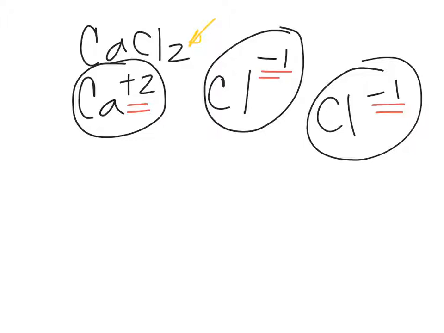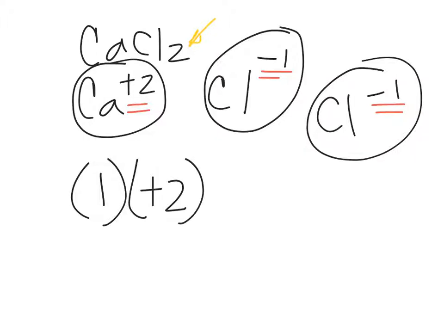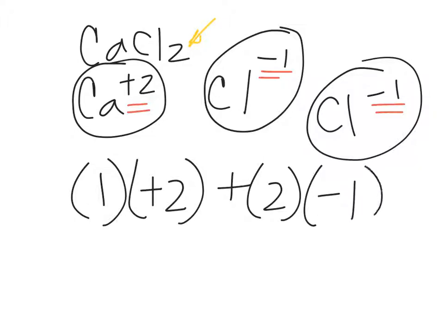But we could write that with our formula saying that there's one calcium ion times its charge of +2 plus 2 chloride ions times their charge, each of -1, that equals 0.